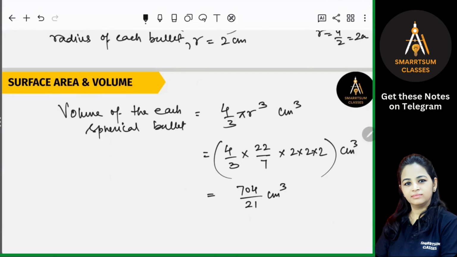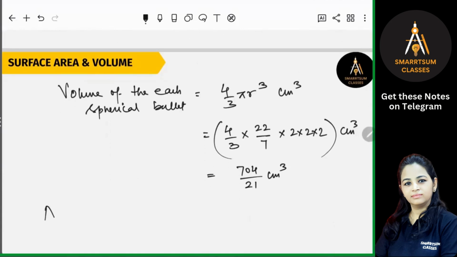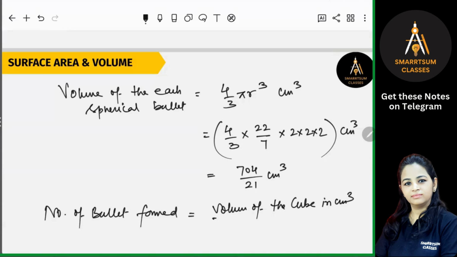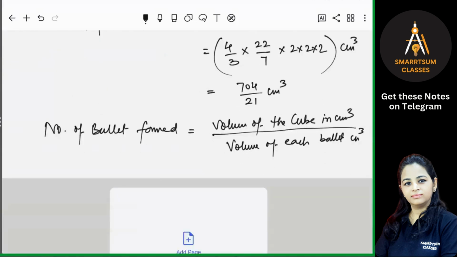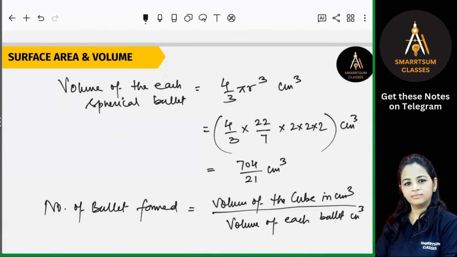And now we have to find how many bullets can be formed. Because the total volume will remain the same, the number of bullets formed will be equal to the volume of the cube in centimeter cube divided by the volume of each bullet in centimeter cube. Why are we dividing? Because the volume of the cube and the volume of all the spherical bullets will remain the same. Is that clear? So now put the values here.